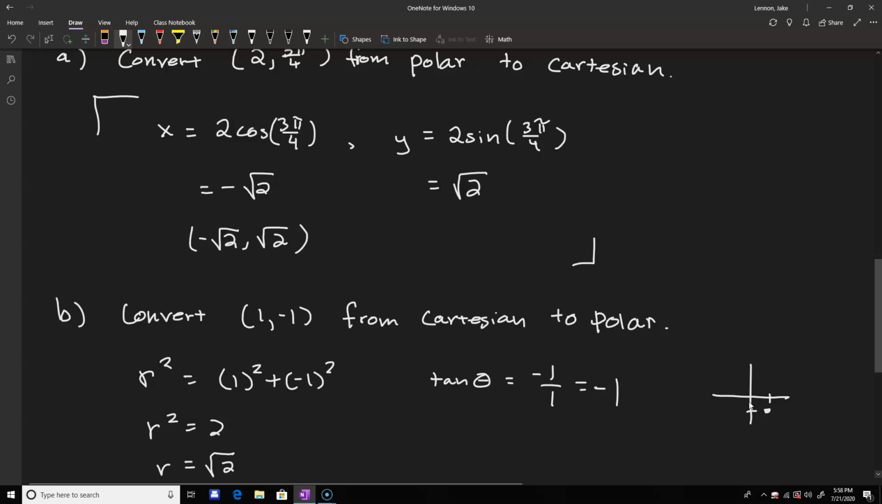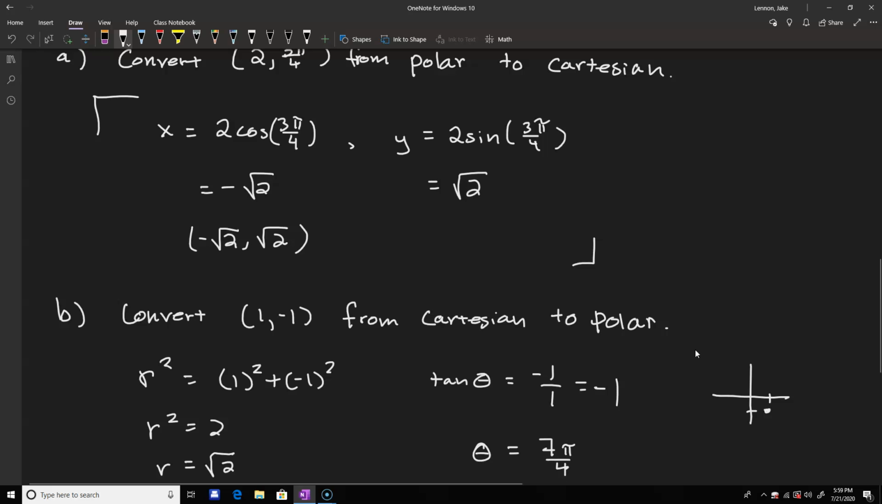And if you're in quadrant 4, we know that the inverse tangent of negative 1 is going to be where the sine and cosine are equal, so that's again going to be pi over 4, but we're in quadrant 4, so we would say that that is 7 pi over 4. You could also do negative pi over 4, but those are just coterminal angles. So in this case, our theta is going to be 7 pi over 4.